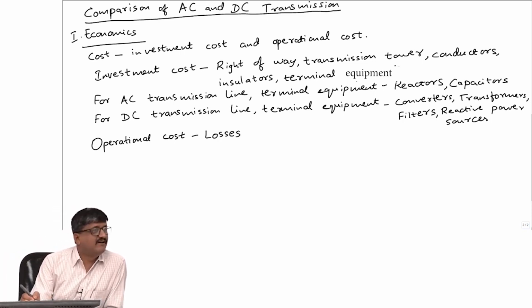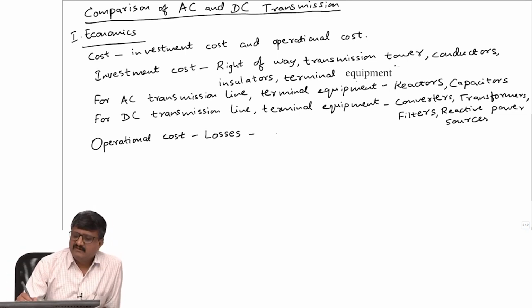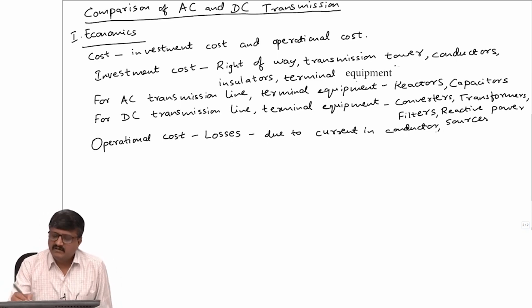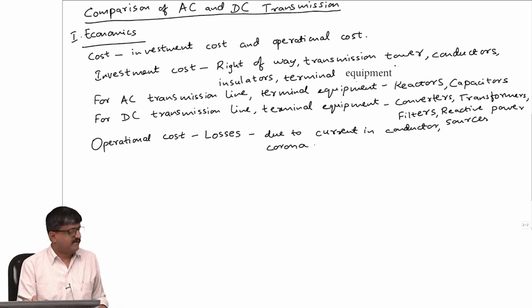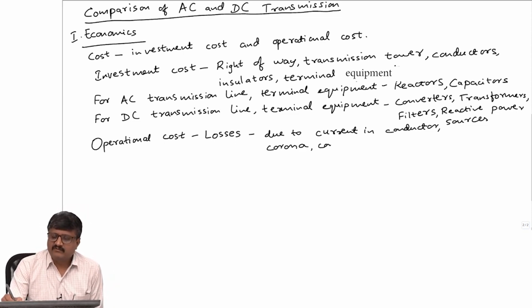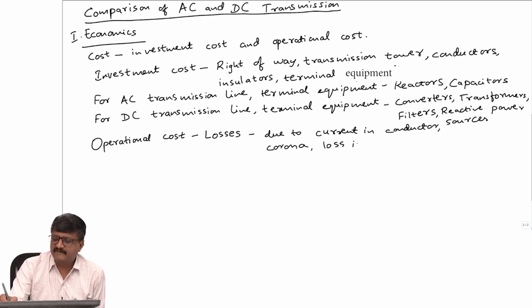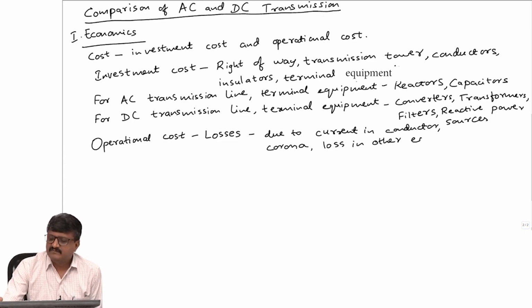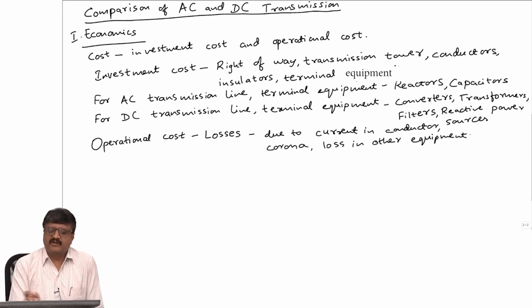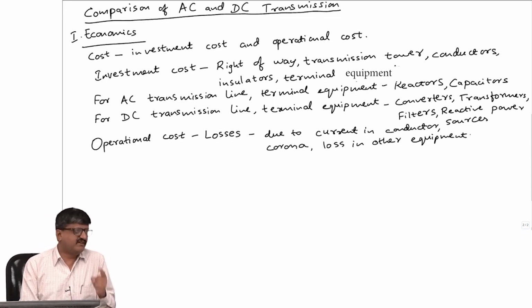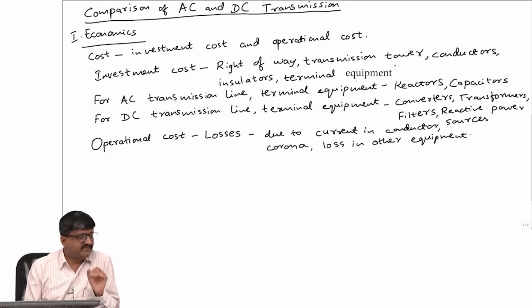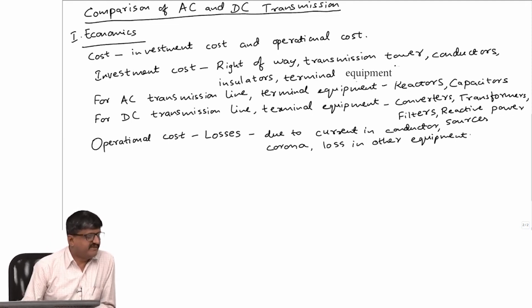Where are the losses? In the conductor due to flow of current, and any other loss? Loss due to current in the conductor, and corona. And of course, one can also include the loss in the converter and other equipment together. They are very small compared to the loss in the transmission line. The major loss is due to the current flow, the I squared R loss. The other loss is the corona loss, which is dependent on the environment, of course.